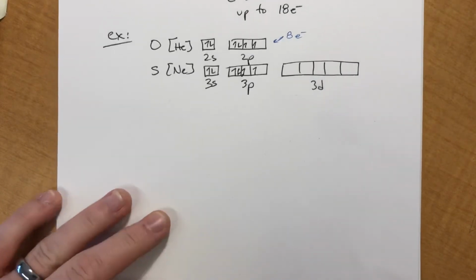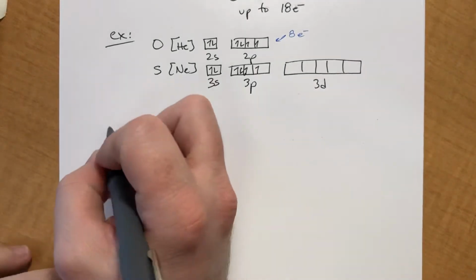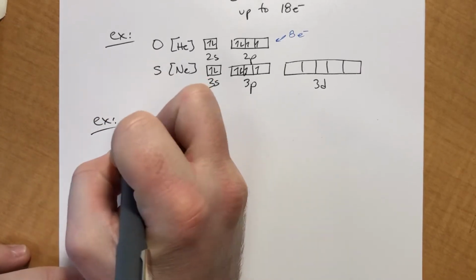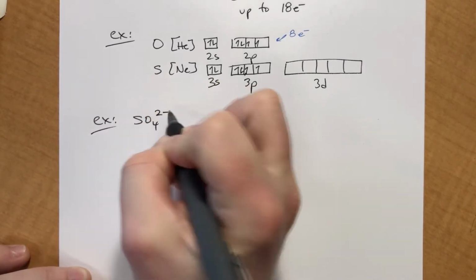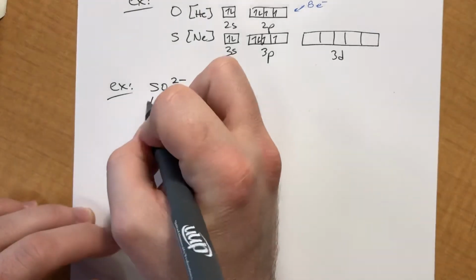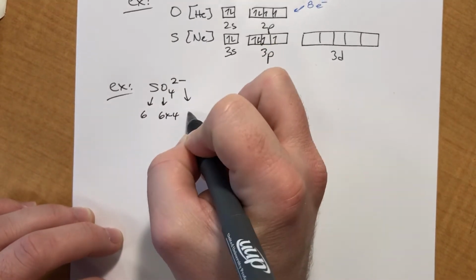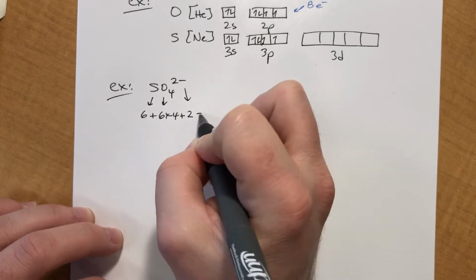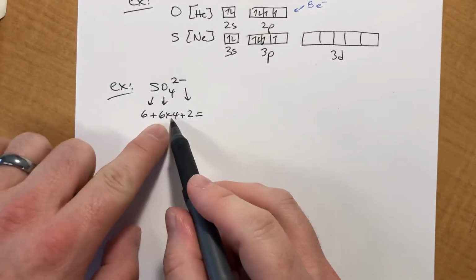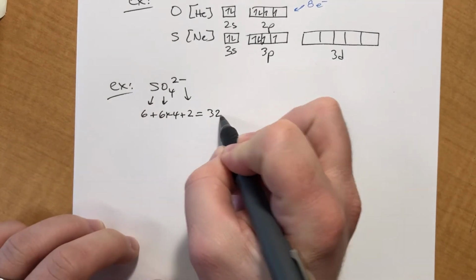So let's look at a pretty normal looking example. I'll probably try a couple examples and see what we can do here. So sulfate, perfectly reasonable thing. You guys have learned this one before. Sulfur has 6 valence electrons, oxygen has 6 times 4. These would give us another 2. So 6 times 5, because there's now 5 of them, would be 30, plus another 2 would be 32 electrons.